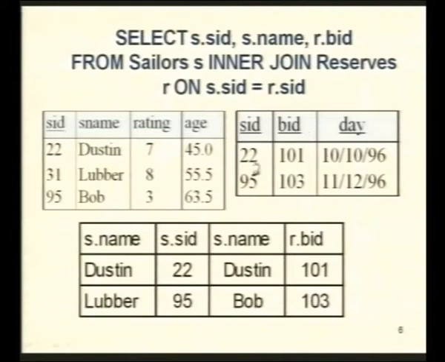So now look at these two. You have only 22 and 95. 31 does not have a matching row in the reserves relation. So what comes into the picture will be only where s dot sid is equal to r dot sid. This is r, this is s. So you have Dustin, 22. So you want s dot sid, s dot name, and r dot bid. So you have this coming into the picture. So this is the inner join.